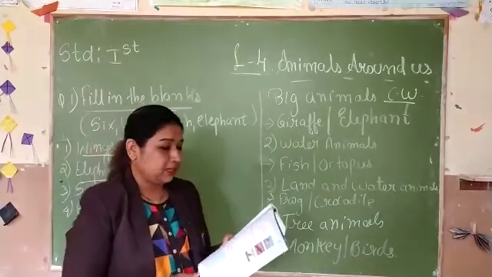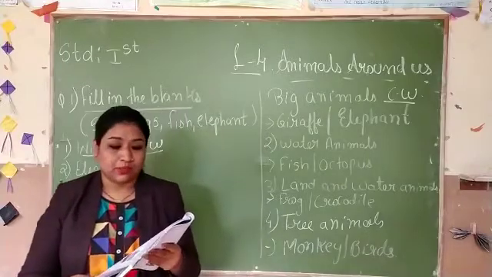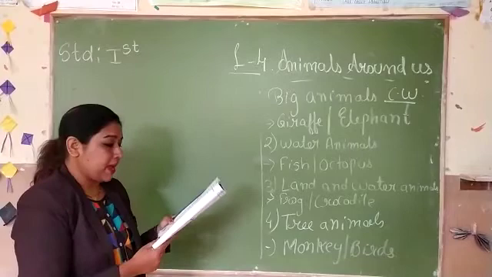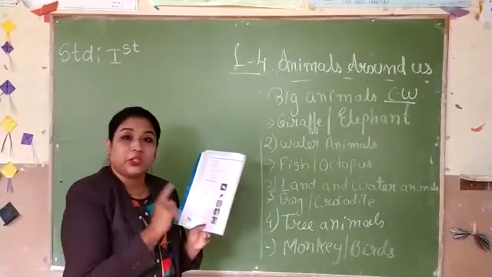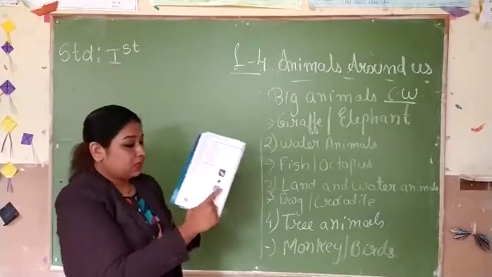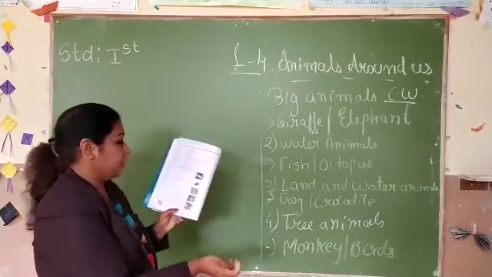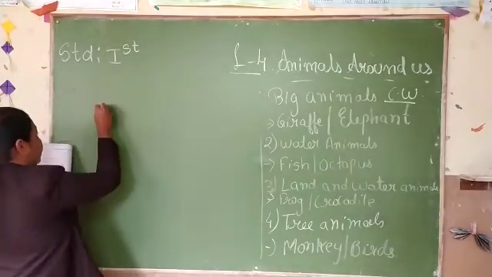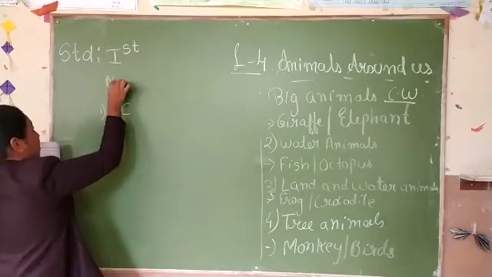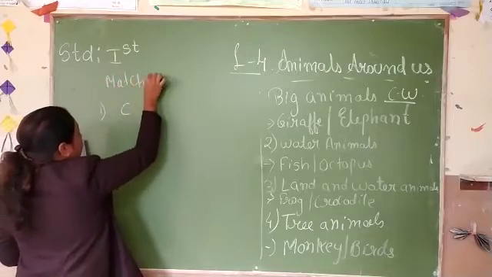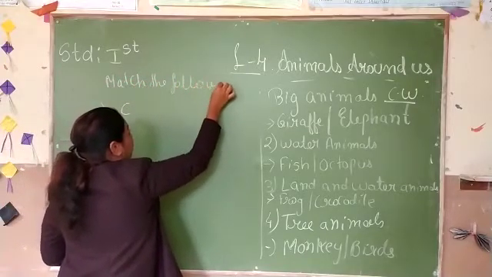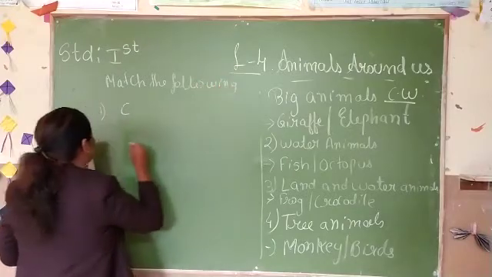Now just see the third one. Now see the match the pair. The match the following you will do in this book only. The first one is big animal. The first answer is C. Match the pair. I am talking about the match the pair. You will do it in the classwork, I'm sorry, you will do it in the textbook only.